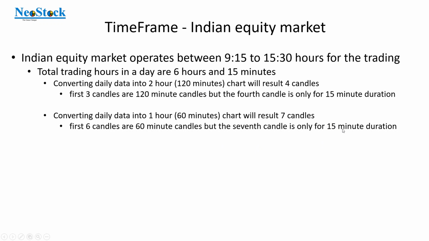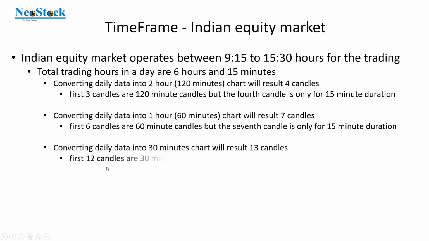Because of that 15 minutes residual or leftover candle, definitely it will affect our analysis. So the workaround solution I already explained, you can apply here: just ignore that last 15 minutes candle, or assume that 15 minutes candle is also part of the previous candle because it is a small duration. And even converting daily data into a 30 minutes chart will result in 13 candles. Out of these 13, the first 12 candles are 30 minutes duration, but the last candle, that is the 13th candle, is only 15 minutes duration.